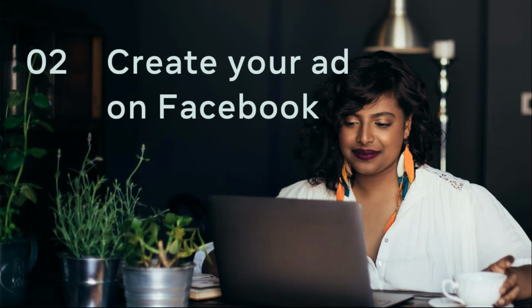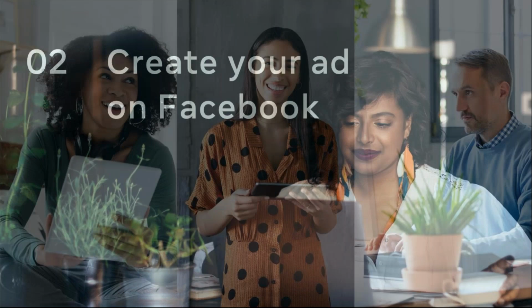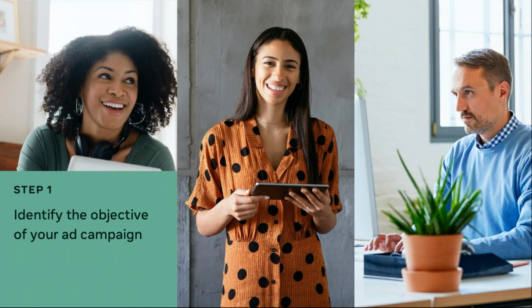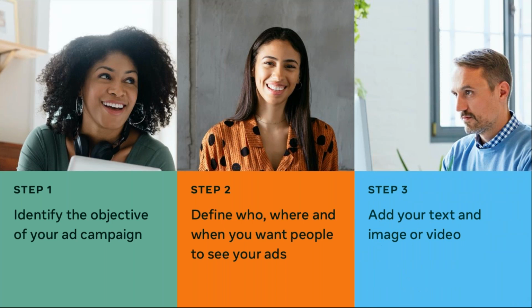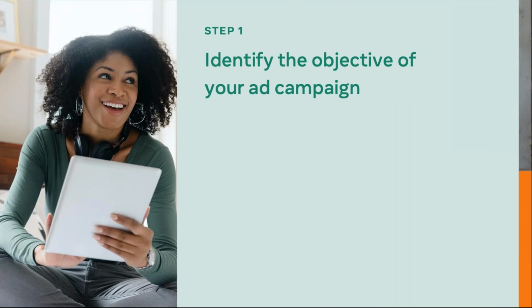So now with your business goal in mind, promoting your business on Facebook and Instagram through an ad campaign is a great way to help you reach your business goal. So let's walk through 3 steps for creating an ad, understanding that we just looked at how to form a goal. So there are 3 core steps to creating an ad, as I mentioned. First, identifying the objective of your ad campaign. Second, defining who, where, and when you want people to see your ads. And third, actually adding your media and copy or your text and image or video to your ad to bring it to life. So let's get started with step 1.